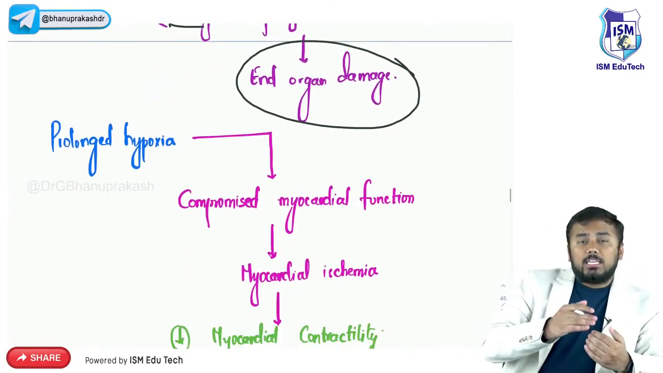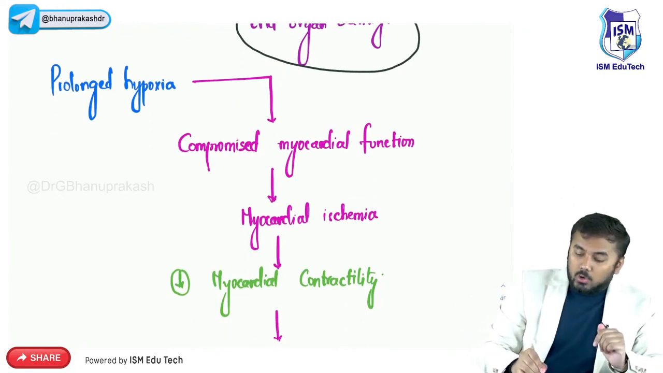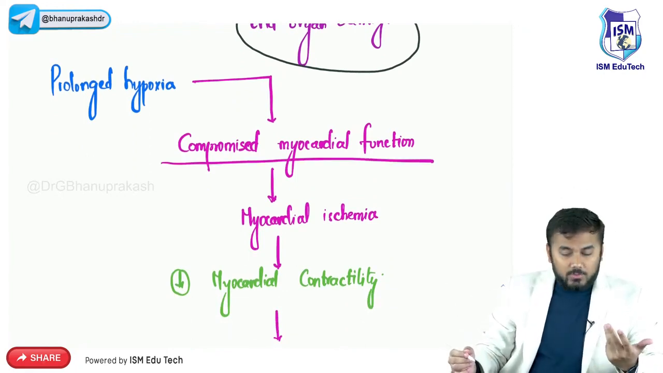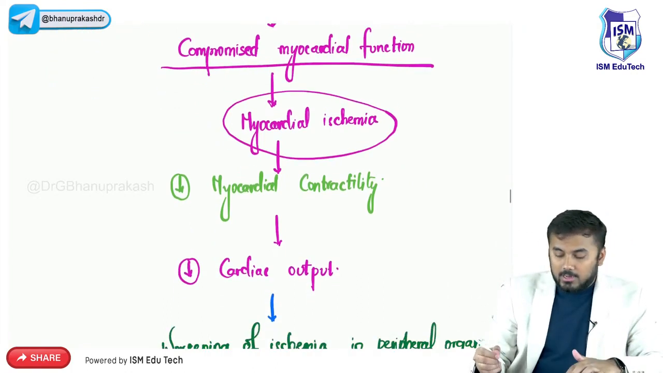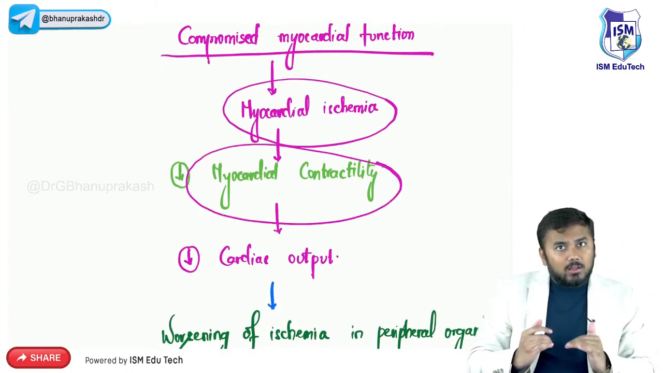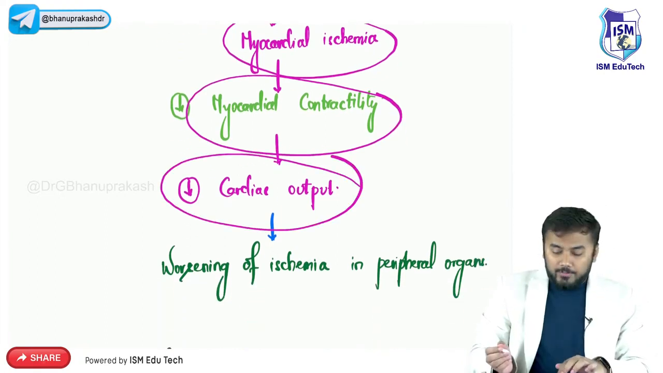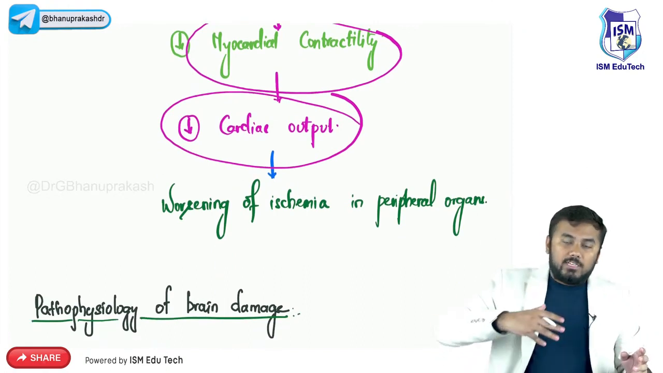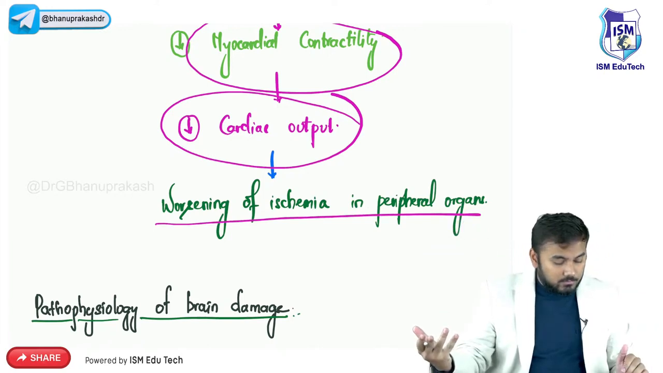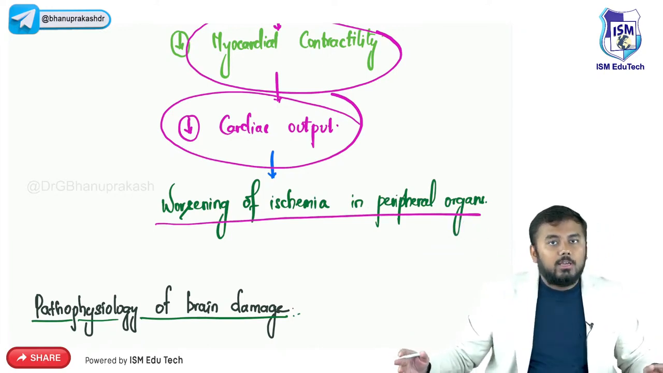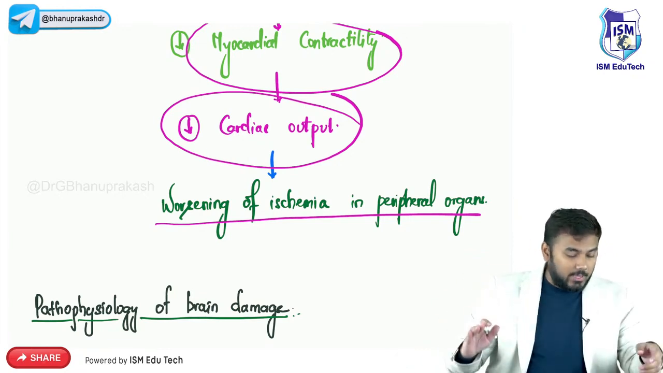Now if the hypoxia is continuing, if there is prolonged hypoxia, then there is compromised myocardial function. That would lead to myocardial ischemia. Myocardial ischemia means myocardial contractility will decrease. When the myocardium is not contracting, cardiac output will also decrease, right? When cardiac output is less, obviously the worsening of ischemia in the peripheral organs will be more. So all of you understood the pathophysiology of multi-organ damage perfectly, yeah?